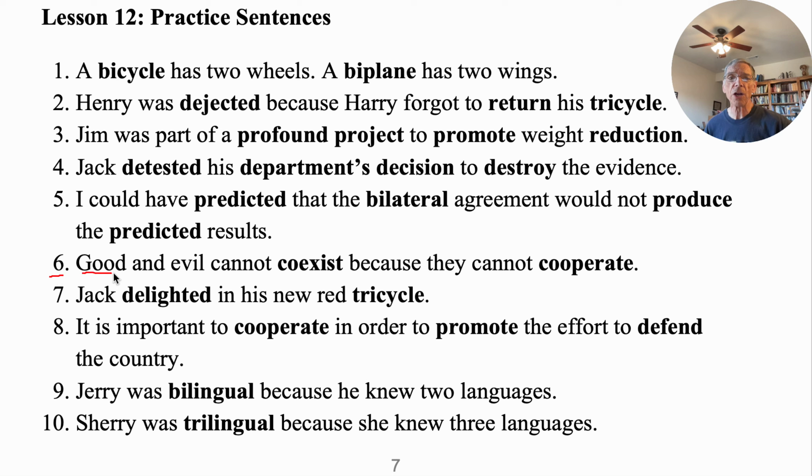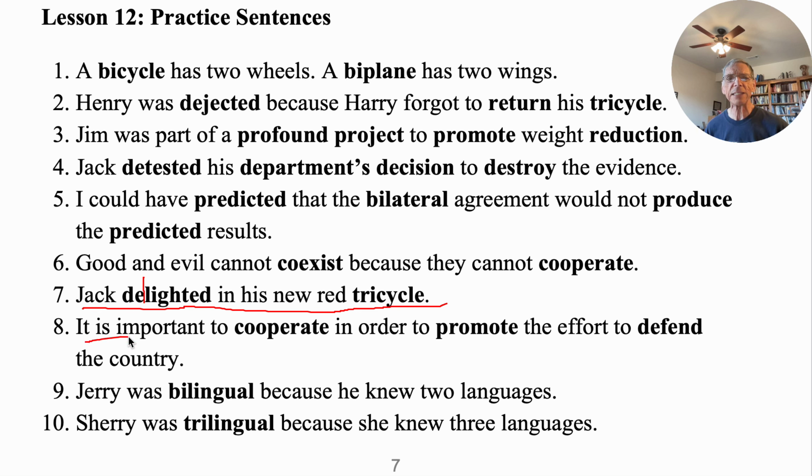Number six, good and evil cannot coexist because they cannot cooperate. And that is true. Good and evil cannot exist together. They can't cooperate. Good and evil work against each other. And we always want to seek to be on the side of the good, that which is right and virtuous and true and just. Number seven, Jack delighted in his new red tricycle. All right, delighted. He really enjoyed it.